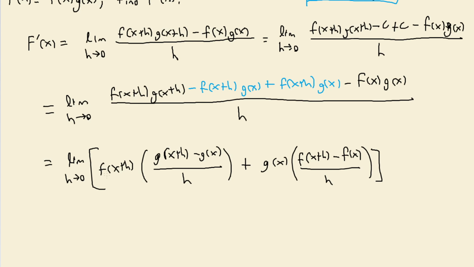And so what's the limit of f of x plus h as h approaches 0? Well, that's just f of x. And what's the limit of this expression as h approaches 0? That's just our formal definition of the derivative. So this is just going to be g prime of x. And then here we're just adding g of x. That's not going to be changed by the limit. And then here, f of x plus h minus f of x over h, the limit as h approaches 0 of that is our formal expression for the derivative of f of x. So here we have discovered a way to take the derivative of two functions that are being multiplied together.